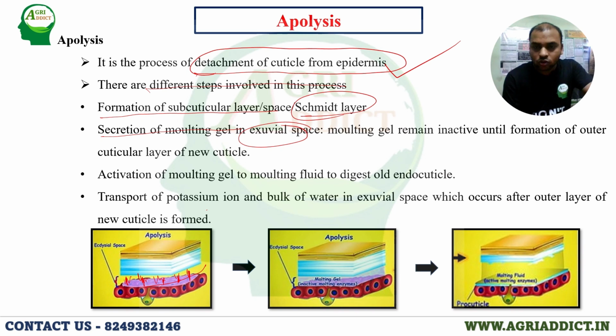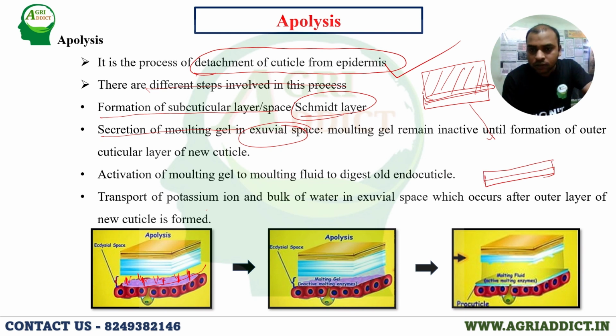You see here, this is the basement membrane, this is the epidermis, and before that it was the cuticle. This is the cuticle. But after some time, what will happen? This is the basement membrane, this is the epidermis, and there is a formation of a new space. This is the new space. It is called the skimmed layer or subcuticular space, and above that the cuticle is there.